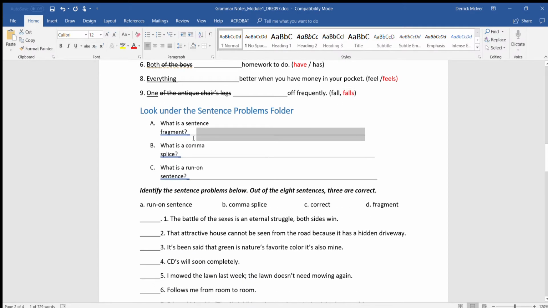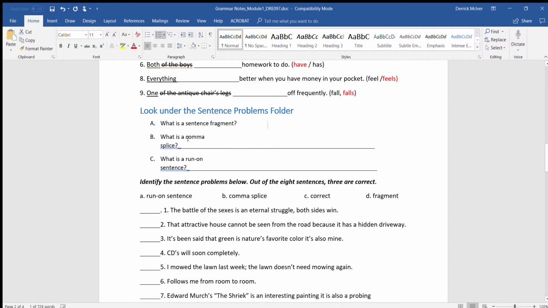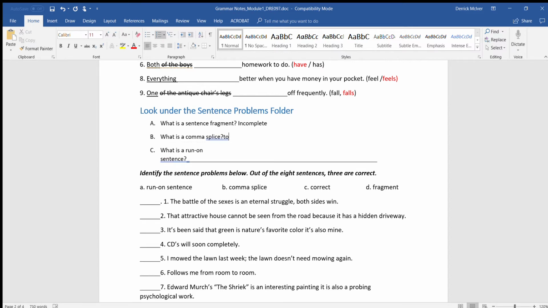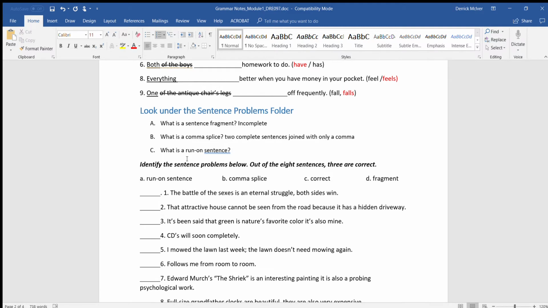Okay, next we're going to talk about sentence problems. A sentence fragment is an incomplete sentence. Your sentences must have a subject, verb, and a complete thought. A sentence fragment will be missing one or more of those things. A comma splice is two or more complete sentences joined with only a comma. Hence the name comma splice. A comma is too weak to join two complete sentences. So this is a sentence problem. It's incorrect and it needs to be fixed.